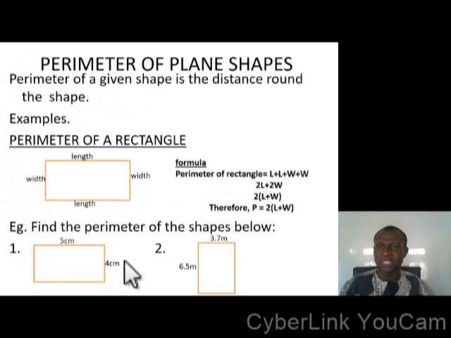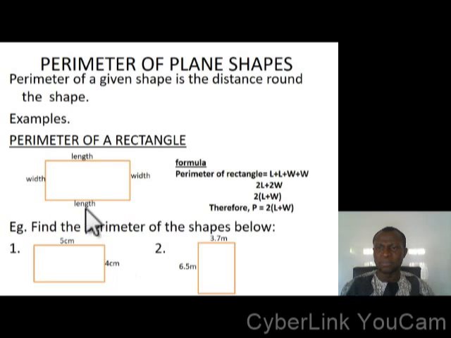Here is the main business of today: perimeter of plane shapes. What do we call this perimeter? Because you need to understand what perimeter means before we can actually begin to do some solving there. Perimeter is the distance round the shape. We say that the perimeter of a given shape is the distance round the shape. That is what we call the perimeter of that particular shape.